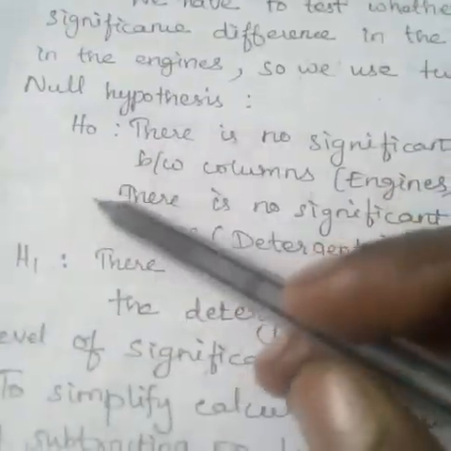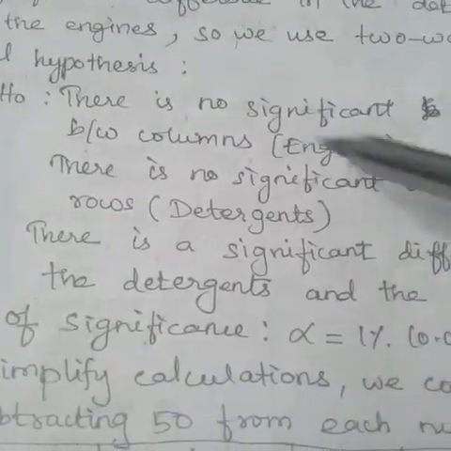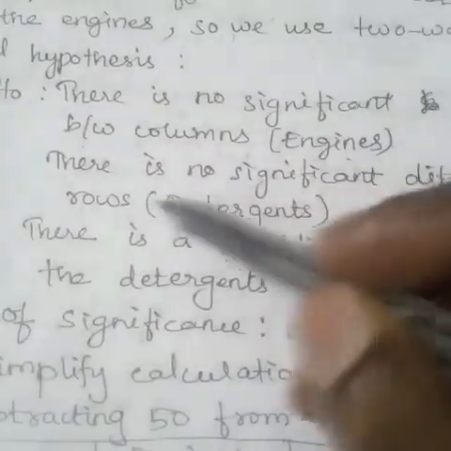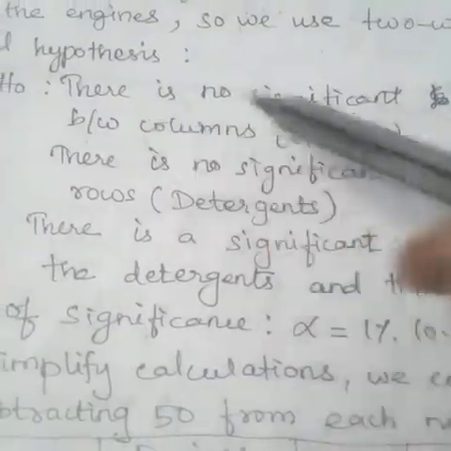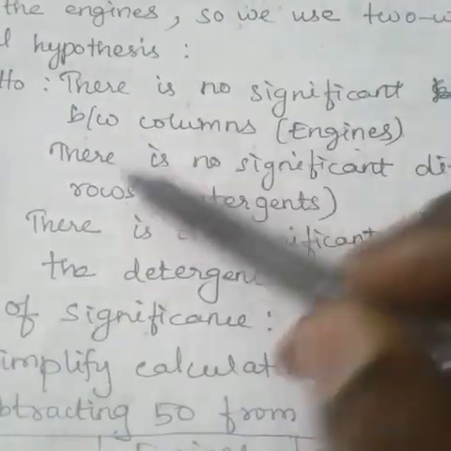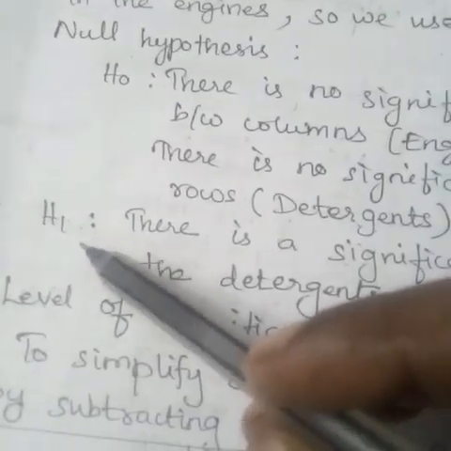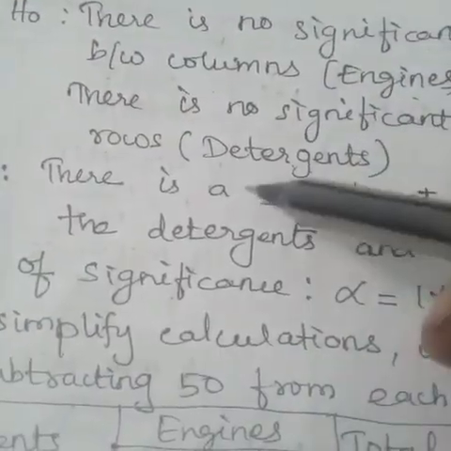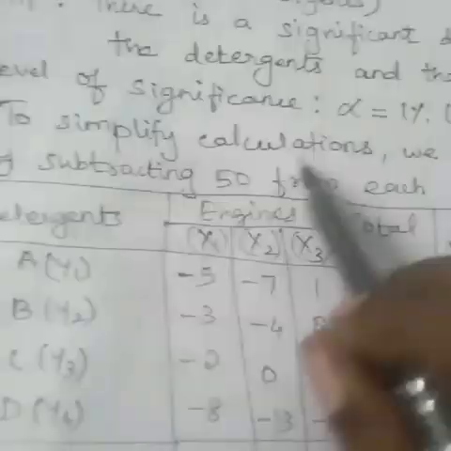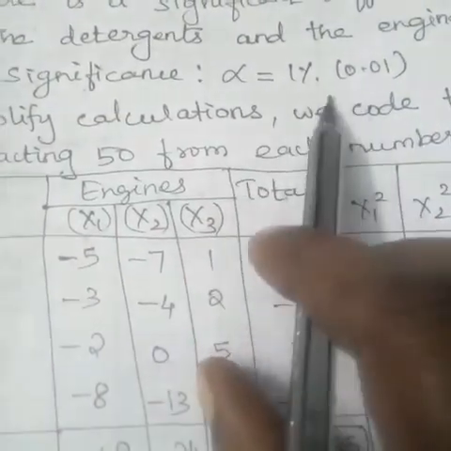First, null hypothesis, H0: there is no significant difference between columns, that means engines. There is no significant difference between rows, that is detergents. Otherwise, in a single line we can write, there is no significant difference between columns and between rows. The next, H1, alternative hypothesis: there is a significant difference between the engines and the detergents. Next, LOS, level of significance, it is mentioned in the question, 1%.